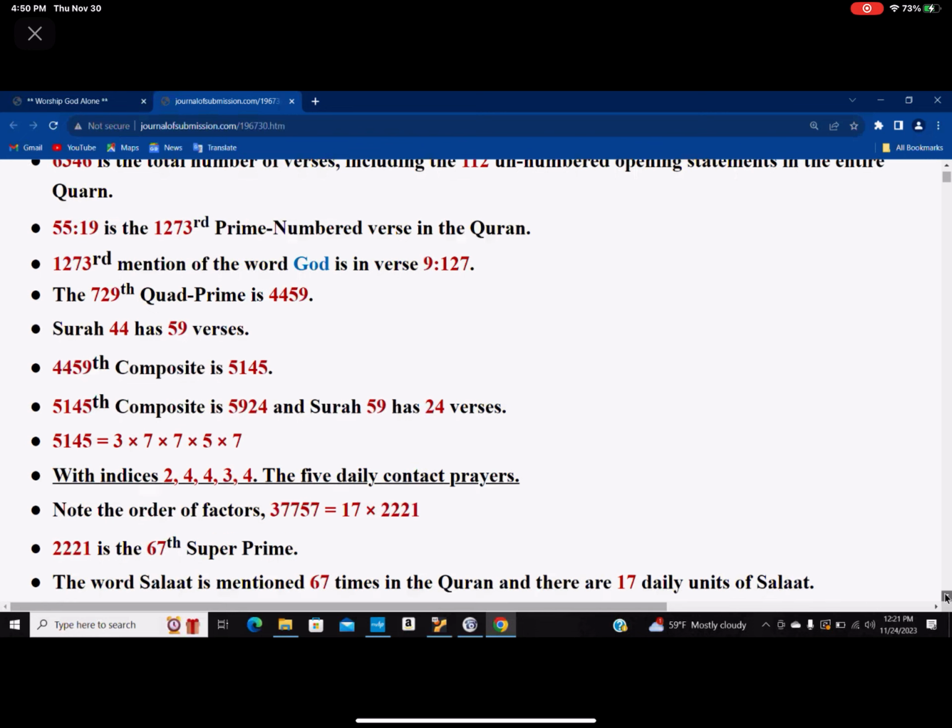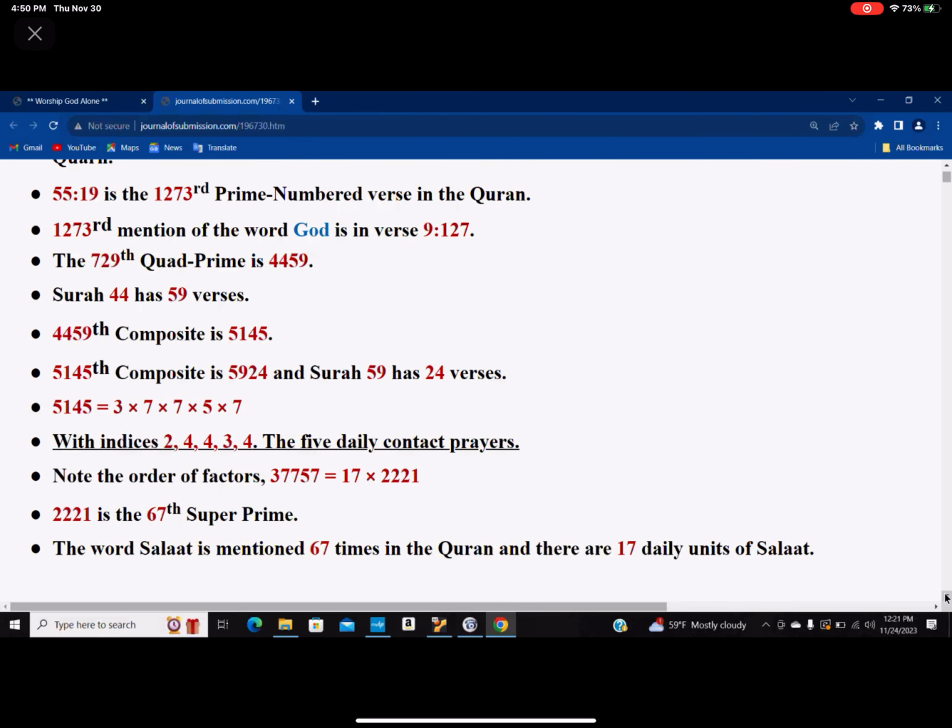Now let's see what happens. The word salat is mentioned 67 times in the Quran. And there are 17 daily units of salat, and these numbers are speaking to that. I mean, how else is God going to talk to us? And we show this, and they keep canceling the contact prayers. God says when they do that, you have nothing in common with them. Okay, we just read it.